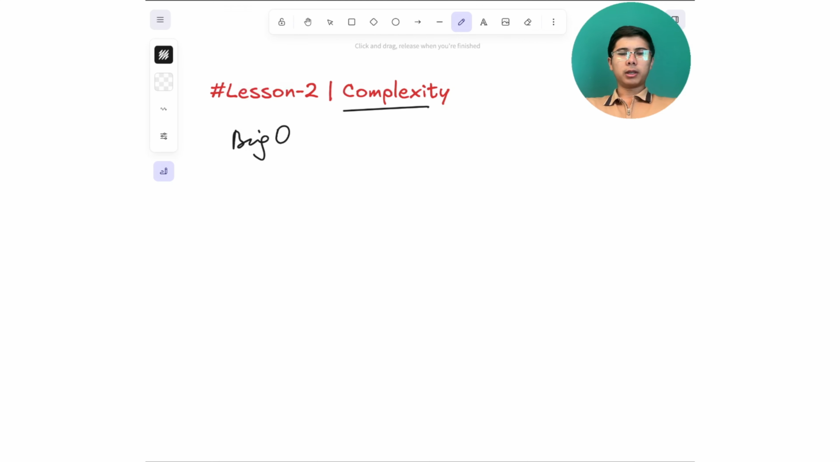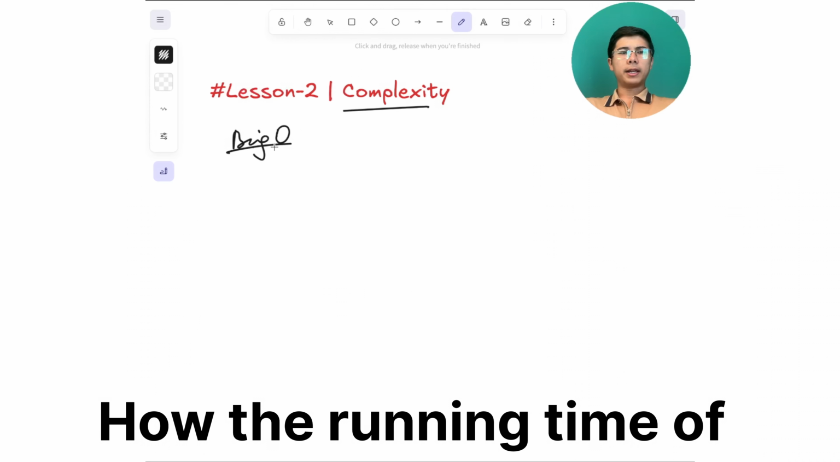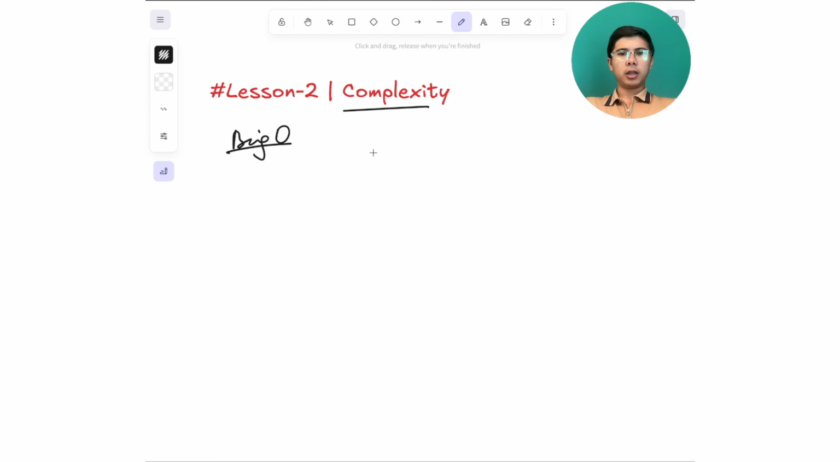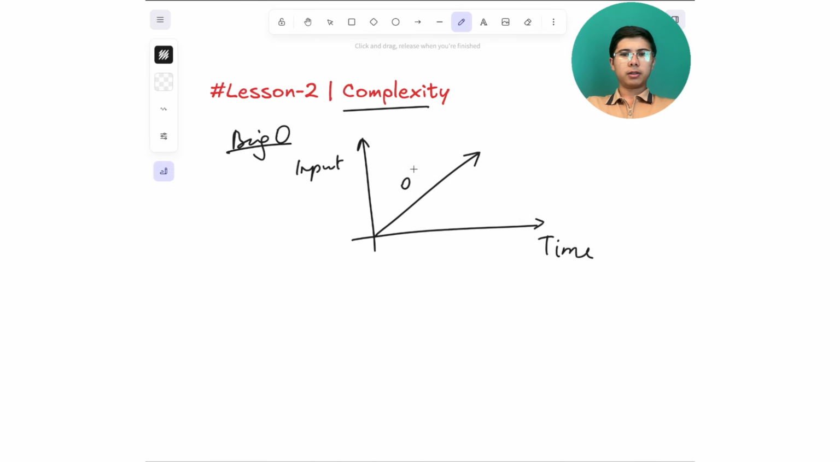So our first topic is big O notation. Big O describes how the running time of an algorithm changes as input size grows. If we draw its graph as a simple linear graph, it looks like this. We have the horizontal line, which is input size, and the time complexity, and its line looks like this shape. This is O(n), and we call this linear growth.